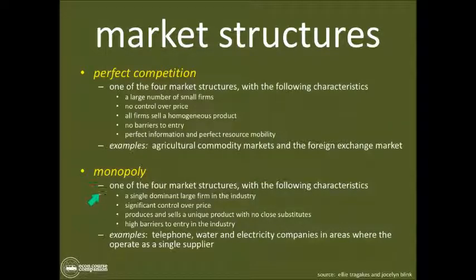Now, monopoly. Monopoly is one of the 4 market structures with the following characteristics, and you need all of these. A single dominant large firm, significant control over price, producers sell a unique product with no close substitutes, high barriers to entry in the industry. And the examples of these are telephone, water, and electric companies in areas where they operate as a single supplier.